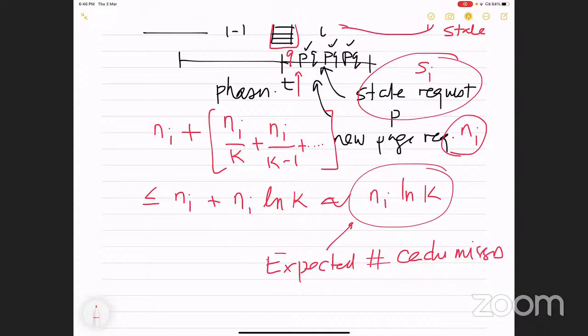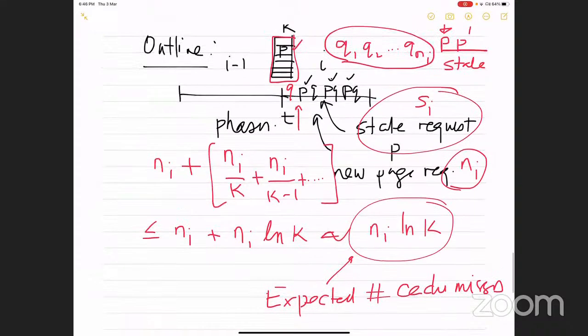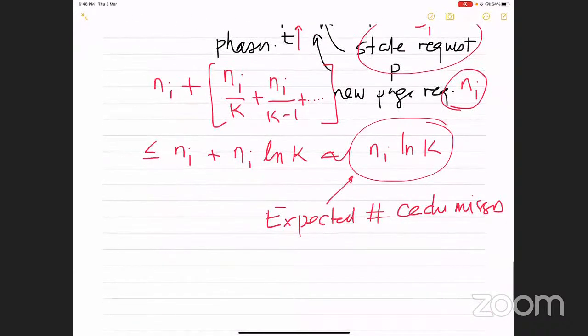Okay. And what about the, is this point clear? How I get an O(log k)? And so the total number of expected cache misses is the summation over i of (1 + n_i) times log k. This is the total number of expected cache misses by the algorithm. Okay. And what about the optimum algorithm?